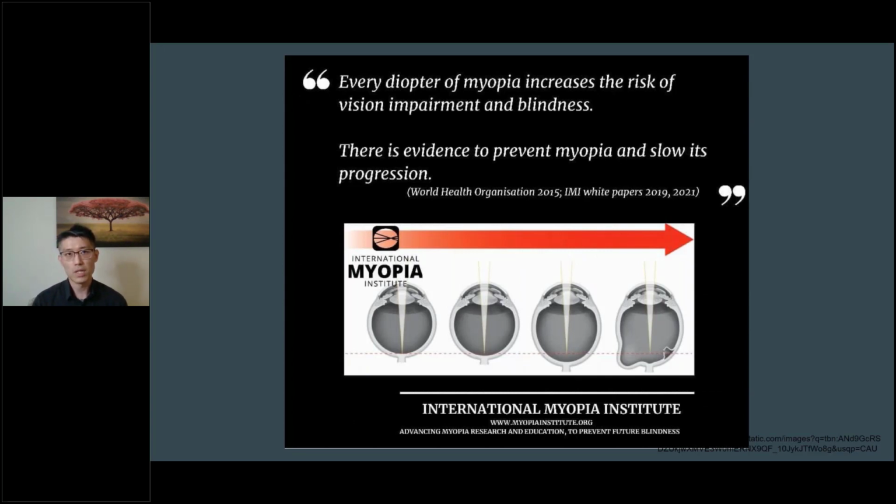In fact, a study by Bullimore and Brennan recently found that for every diopter decrease, we're able to slow down the risk of visual impairment by up to 40%. And fortunately, more and more research has become available recently, and the evidence suggests we can prevent and delay the onset of myopia. So as clinicians and practitioners, we definitely have more obligation to do our best to serve our patients with myopia needs.